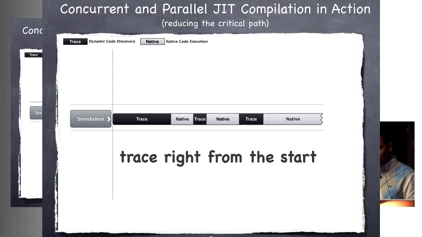And then we do another thing that's really different to any other system out there. When we decide to actually dynamically compile something, what you would usually do is look at execution frequencies.